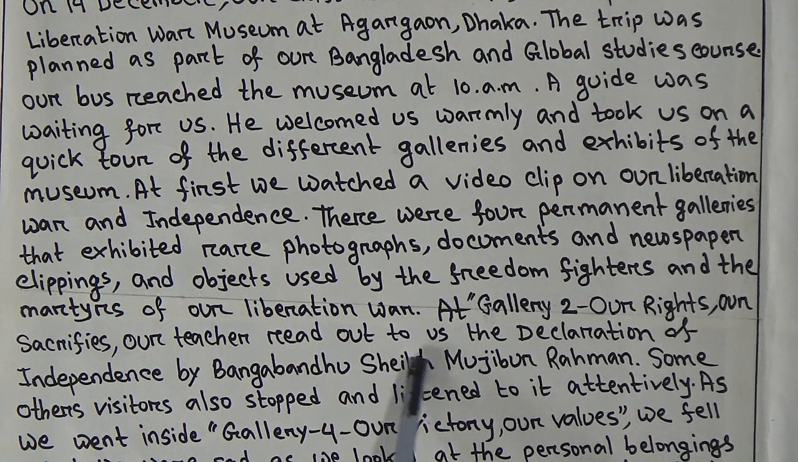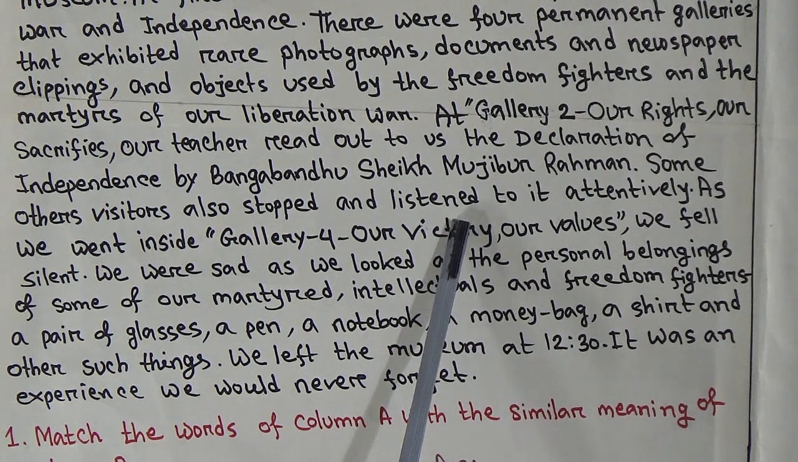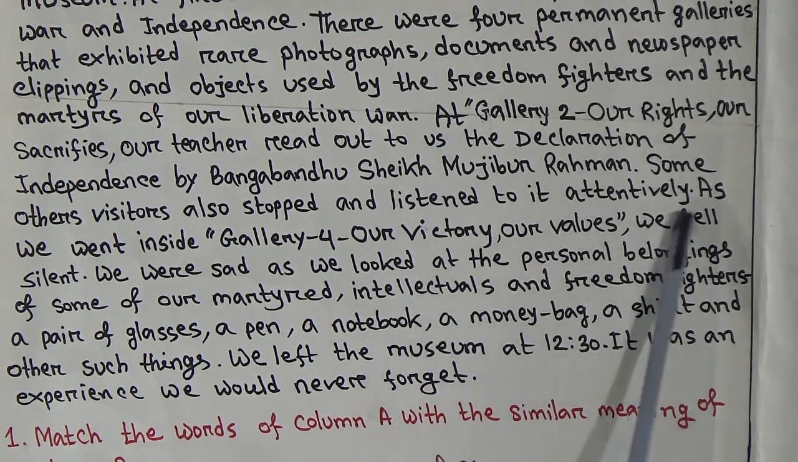Our teacher read out to us the Declaration of Independence. So who read out? Teacher. The teacher read out the Declaration of Independence by Bangabandhu Sheikh Mujibur Rahman. The declaration paper was about Bangabandhu Sheikh Mujibur Rahman's speech. Some other visitors also stopped and listened to it attentively. When the teacher was reading the declaration paper, other visitors stopped to listen to it attentively.